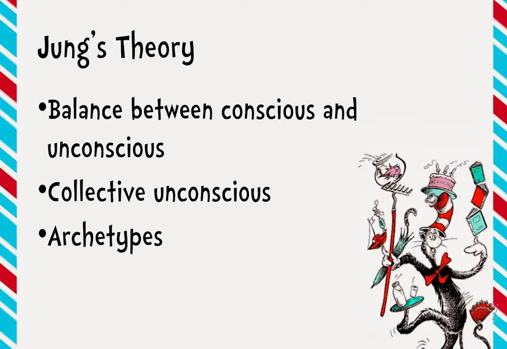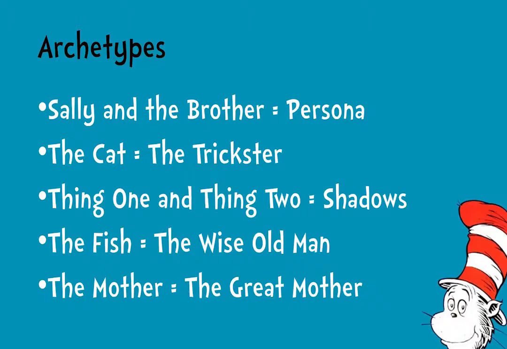us experience life in a similar way. These archetypes tell us who plays what role in our lives. So I will be classifying the characters of The Cat in the Hat according to Jung's archetypes. Sally and her brother represent personas. They adapt according to the situation.